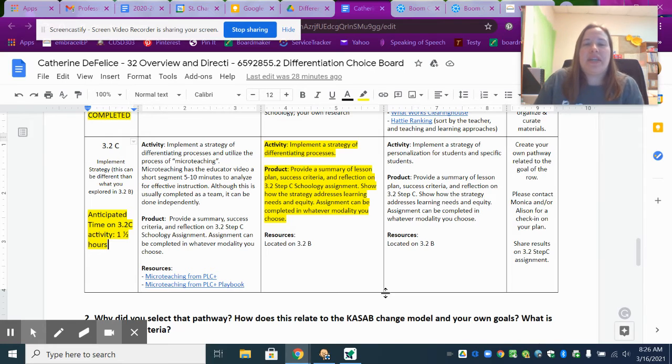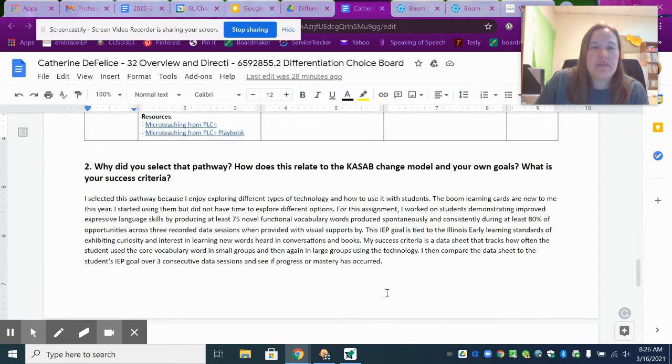And then I just want to scroll down and make sure I didn't miss anything else. I said, why did I select this pathway? Because there's many different types of technology that I was looking forward to using with students. Boom cards were new to me at the beginning of this, so I was glad to take the time to explore. I already went over this. This was my lesson plan for what we were doing.